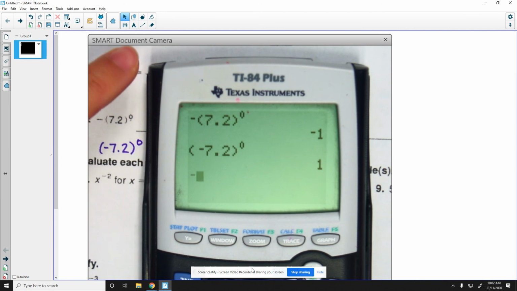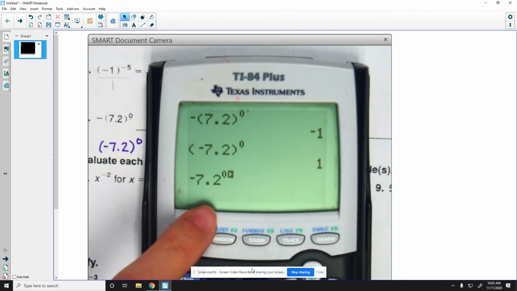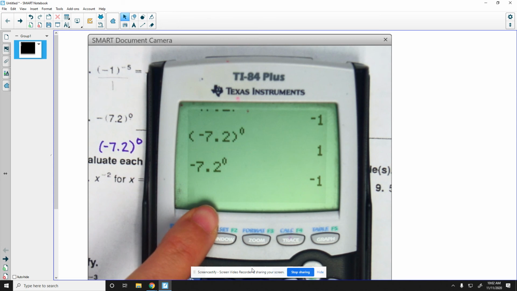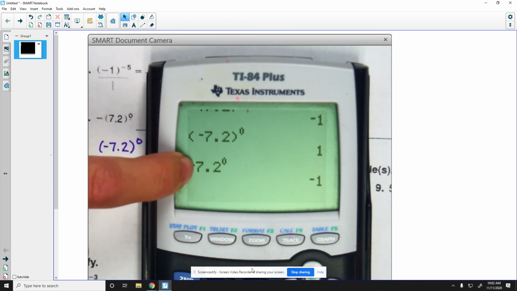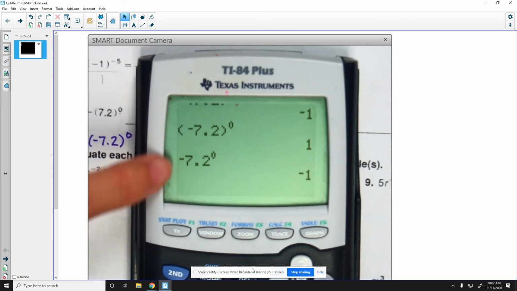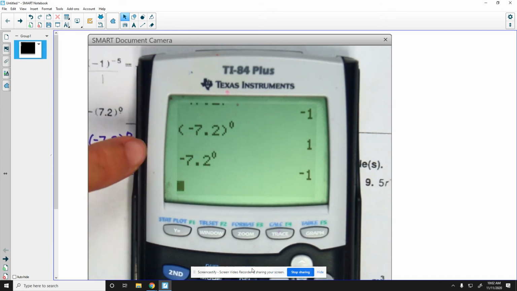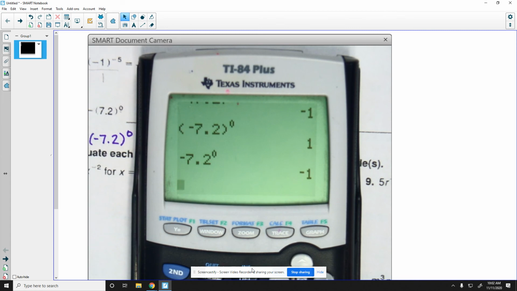What about this one? -7.2 to the 0. I have no parentheses this time. Is this +1 or -1? -1. The reason why this is -1 is because PEMDAS is telling you to say 7.2 to the 0 and then stick a negative in front. So this negative, because there's no parentheses, always just tells you to just put it in the very end.